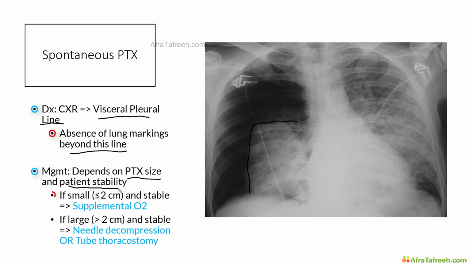If we have a patient with a small spontaneous pneumothorax, defined as being less than or equal to 2 centimeters, and that patient is stable, then we can simply monitor that patient and give supplemental oxygen, as this will often resolve their spontaneous pneumothorax. This is in contrast to our tension pneumothoraces, which are always going to require urgent intervention, regardless of size. However, in the case of spontaneous pneumothoraces, which are large, defined as being greater than 2 centimeters, then ultimately these patients will need either a needle decompression or a tube thoracostomy.